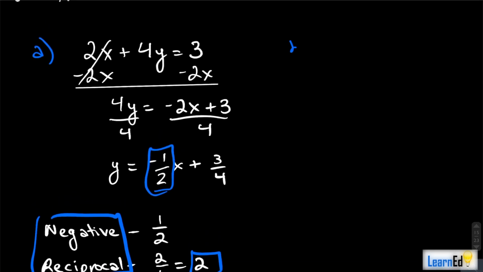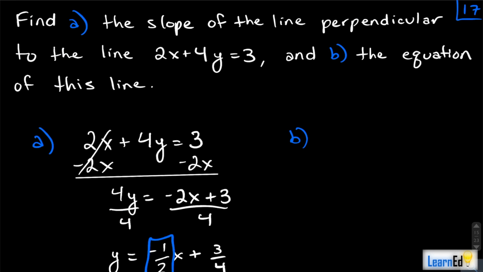Now let's move on to B. B is asking us to find the equation of a line that is perpendicular to 2x plus 4y equals 3. What you have to realize here is that there are an infinite number of equations that you can use to describe this line. The reason is that you can make your y-intercept anything. That might be something you would get hung up on in this problem.